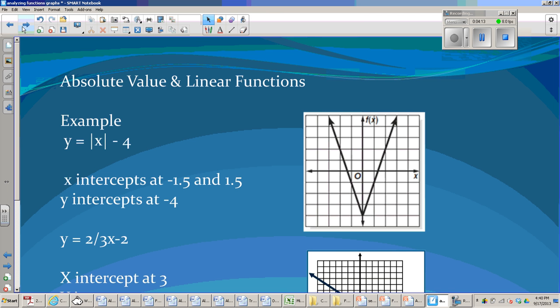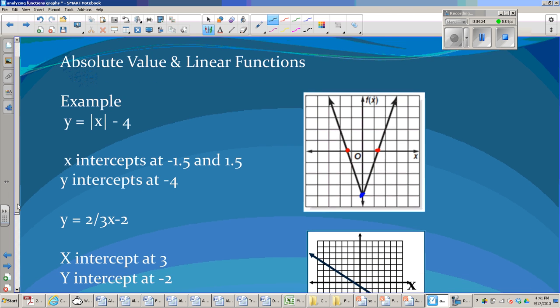X-intercepts: -1.5 and +1.5. Let's look at the y-intercept. Where does it cross the y-axis? Only one time, at -4.